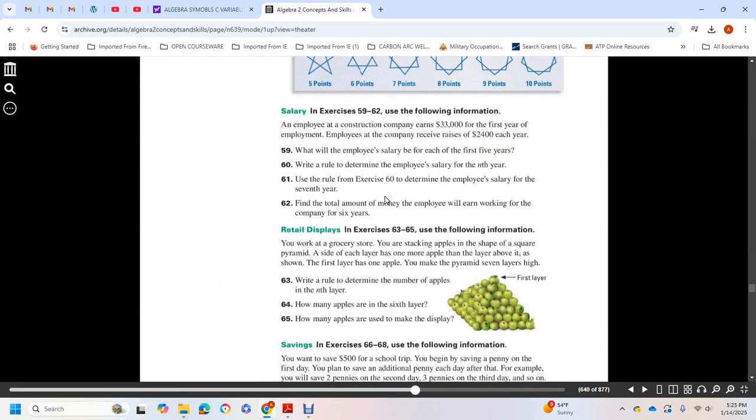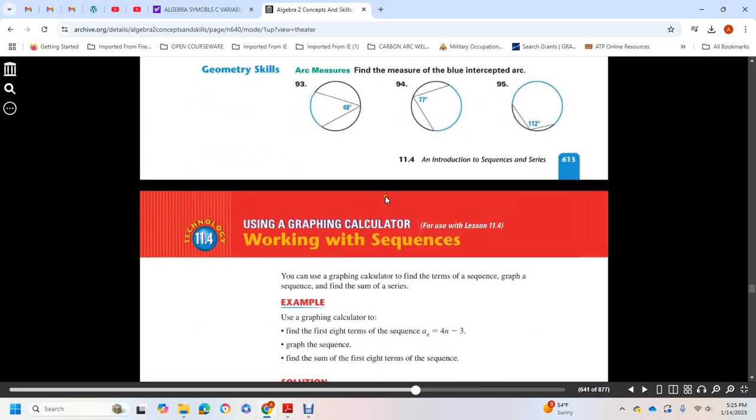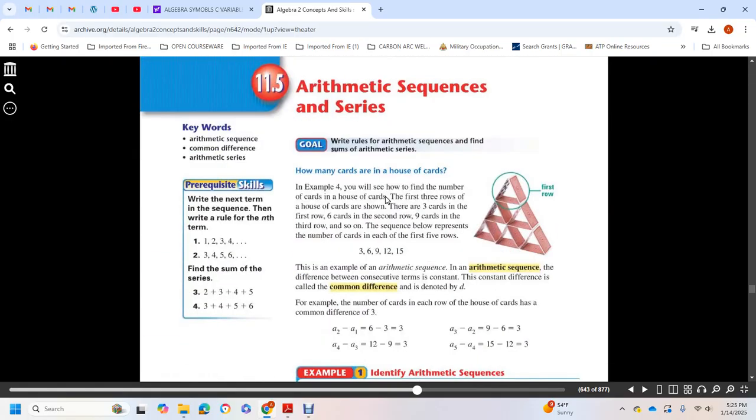And that was chapter 11, I think. Part 11.5, arithmetic sequences and series. What are the rules of the arithmetic sequence, and how do we find the sums of arithmetic series?